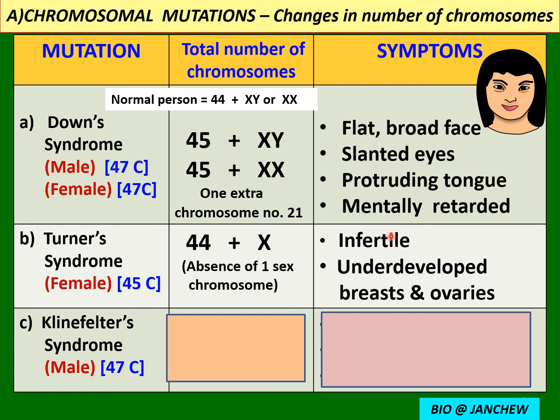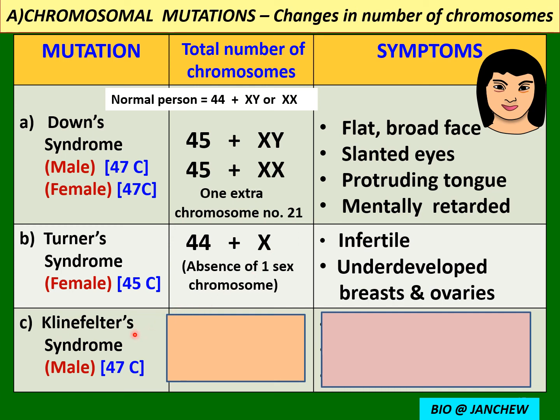Symptoms. This person who suffers from Turner syndrome is infertile, meaning she cannot reproduce or bear or have children. And she has underdeveloped breasts and ovaries because she's lacking one X chromosome.